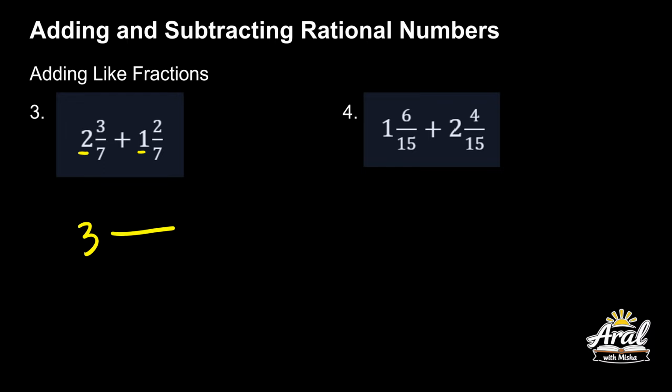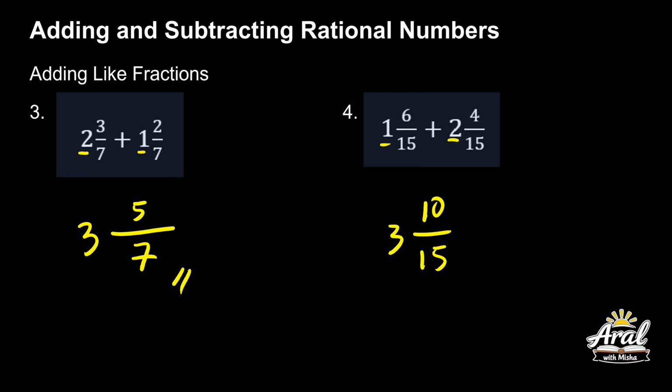So you just need to add the numerator. 3 plus 2, that's 5. So that's 5 over 7. 3 and 5 over 7. All right. So okay, let's go on. 1 plus 2, that's 3. 6 plus 4, that's 10 over 15.